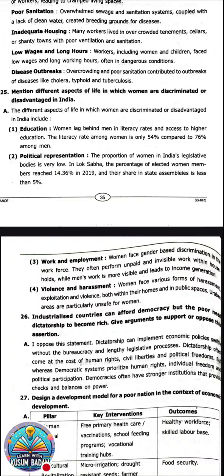In Lok Sabha, women's percentage is 14.36, whereas in state assemblies it's less than 5%. Then the next, work and employment. Though women work equally to men, her work is invisible and unpaid. Next one, violence. They face violence even at home and at the workplace, and most often in urban areas. Is it clear?